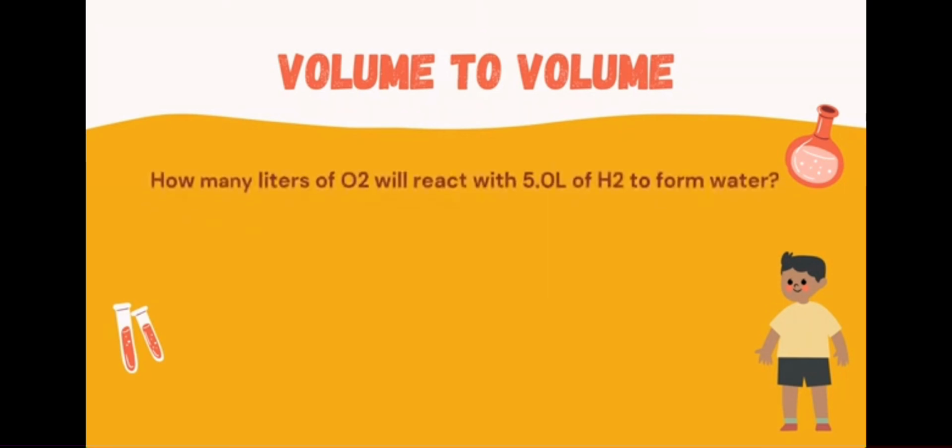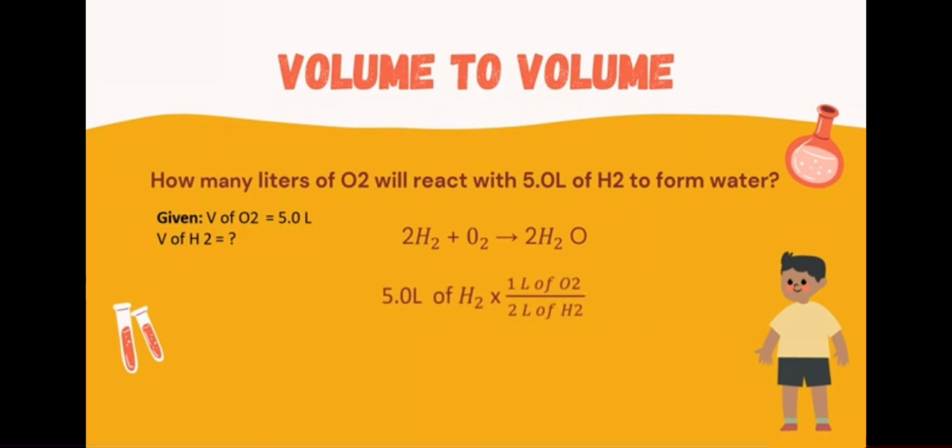Let's have this example. How many liters of oxygen gas will react with 5.0 liters of hydrogen gas to form water? Since mole ratios are also volume ratios, we can use the coefficients of the necessary reactants or products from the chemical equation to determine the volume. So 5.0 liters of hydrogen gas. Per 1 liter of oxygen gas, there are 2 liters of hydrogen gas. This leaves us with 2.5 liters of oxygen gas.